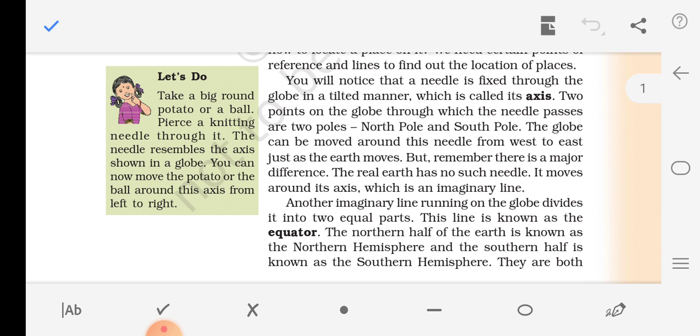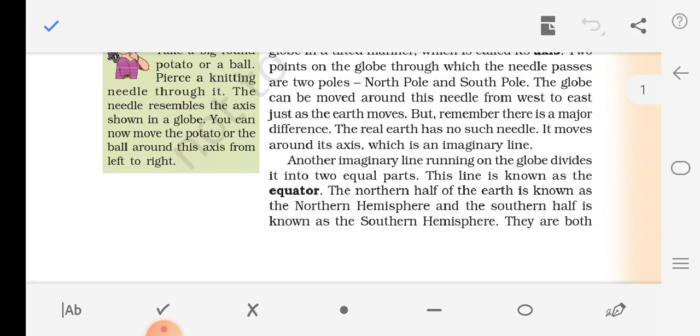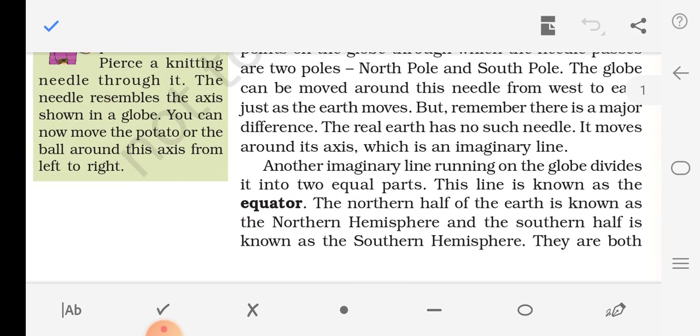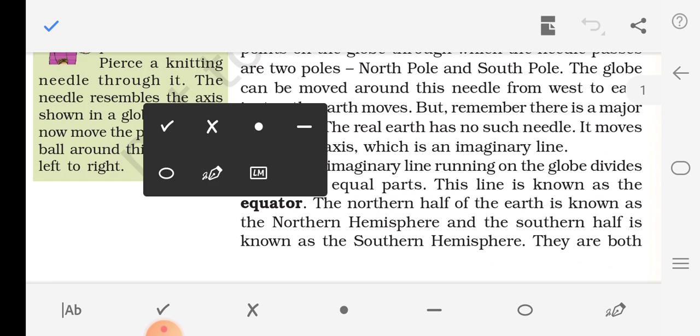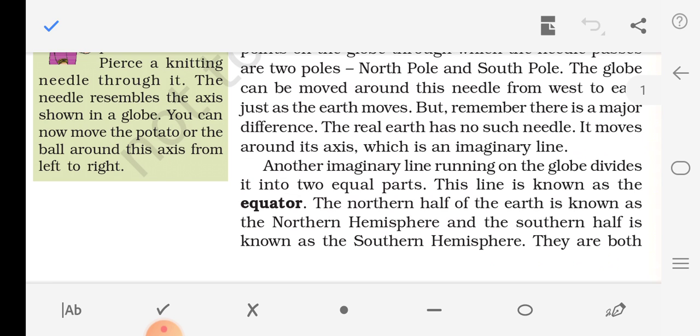Another imaginary line running on the globe divides it into 2 equal parts. What is that? This line is known as the equator. Have you understood what is an equator?